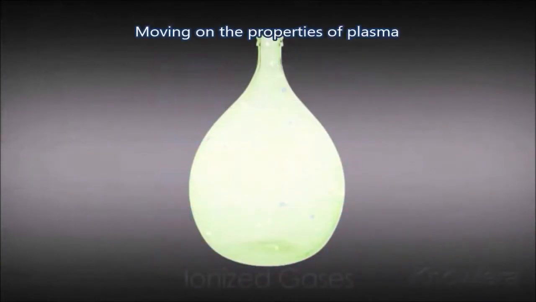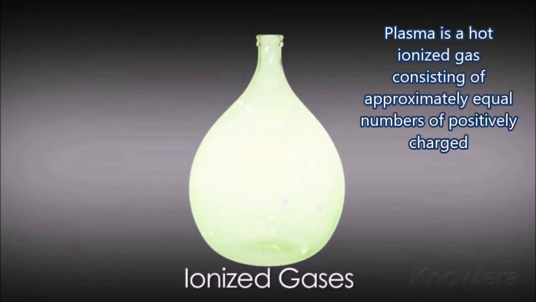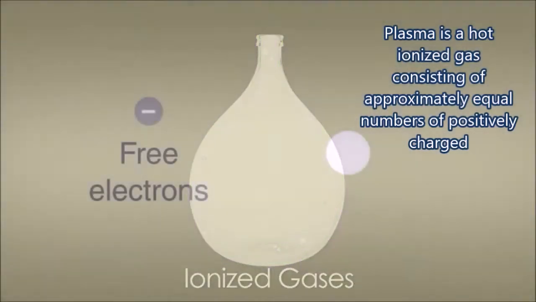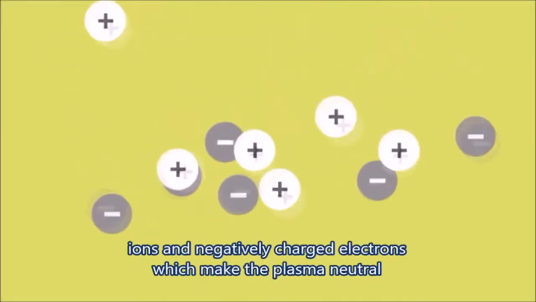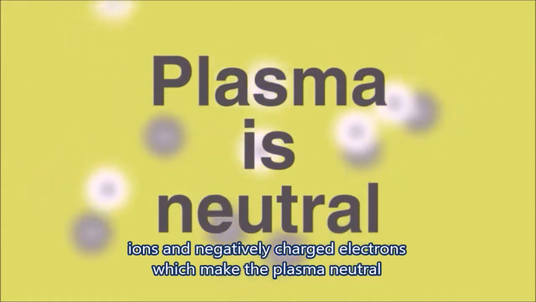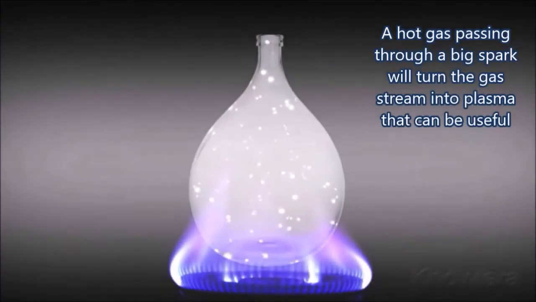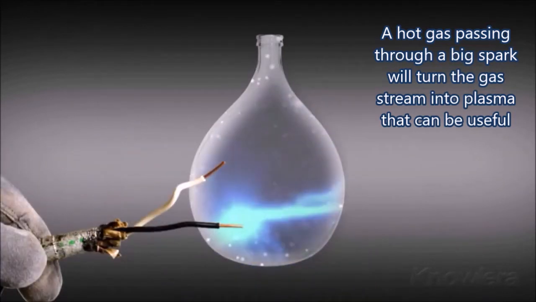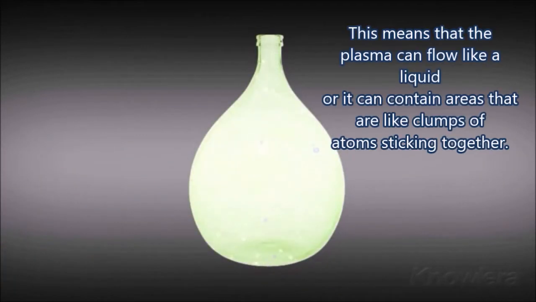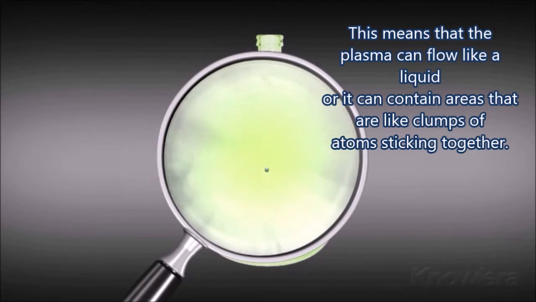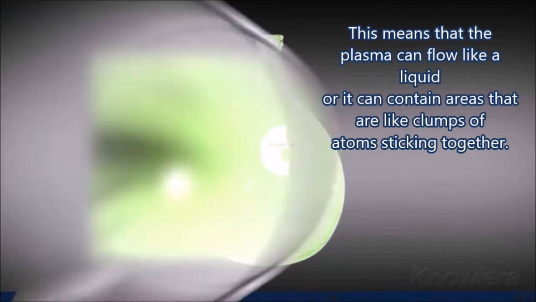Moving on to the properties of plasma. Plasma is a hot ionized gas consisting of approximately equal numbers of positively charged ions and negatively charged electrons, which make the plasma neutral. A hot gas passing through a big spark will turn the gas stream into plasma that can be useful. This means that the plasma can flow like a liquid, or it can contain areas that are like clumps of atoms sticking together.